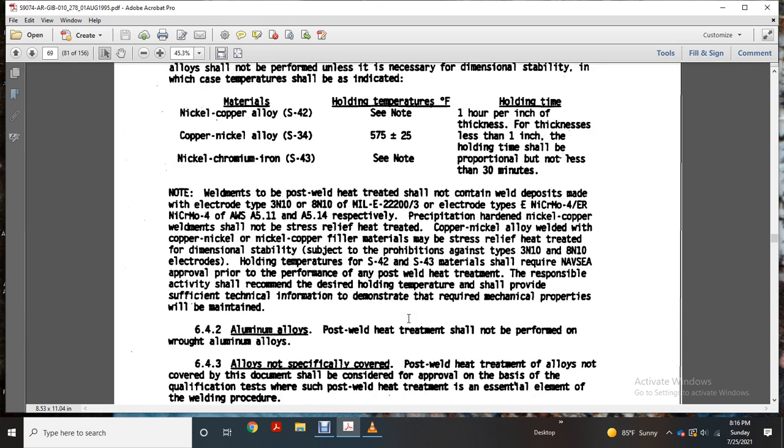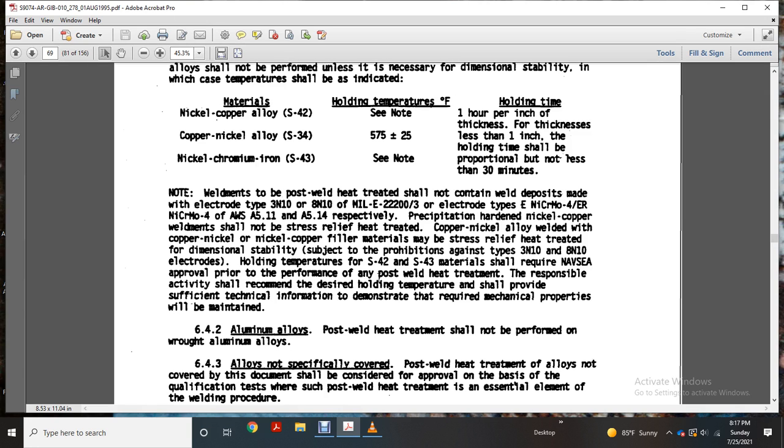Weldments to be post-weld heat treated should not be made with a weld deposit made with electrode types 3N10 or 8N10, MIL E22 203, or with electrode type E nickel chromium molybdenum 4, ER nickel chromium molybdenum 4, AWS A5.11 through N514 respectively. Precipitation hardened nickel weldments should be stress relieved by heat treatment, as should copper nickel alloys welded with nickel copper filler. Materials may be stress relieved for dimensional stability, subject to the prohibitions against the type 3N10 and 8N10 electrodes.